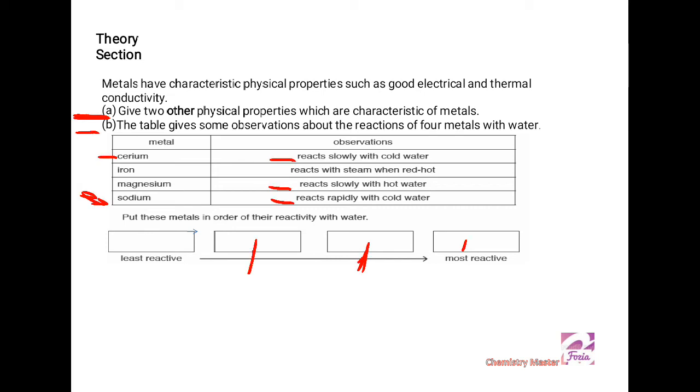But next comes cerium, which reacts slowly with cold water, and the last place is for iron, which reacts with steam when red hot. It means iron is the metal which is least reactive because it never reacts with water at room temperature, it never reacts with cold water or even with hot water. It reacts only with steam, at very high temperature. Then comes cerium, then comes magnesium, because magnesium reacts with hot water but slowly. And the most reactive metal out of these 4 is sodium, because it reacts rapidly with cold water.